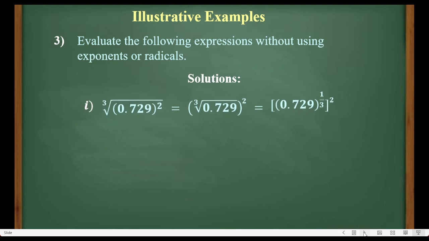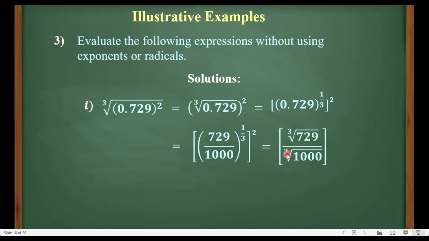Then, from this point, ano mangyayari? Okay, 0.729 can also be expressed as 729 over 1,000 raised to 1/3, quantity squared. Okay, so this will become what? Cube root of 729 over cube root of 1,000. Since both of these two are perfect cubes, we can easily get their cube root. So we have 9 over 10 quantity squared. So that will give us what? 81 over 100, which is our final answer.